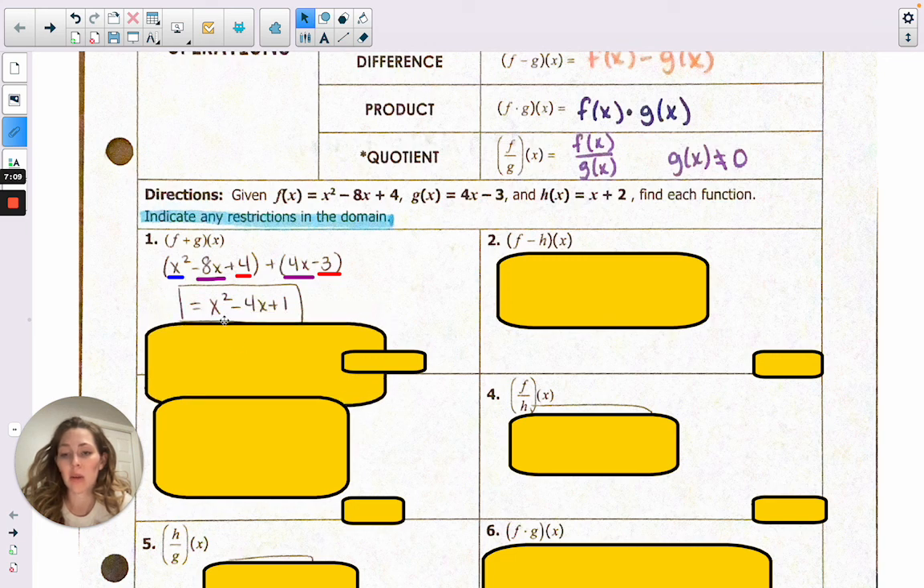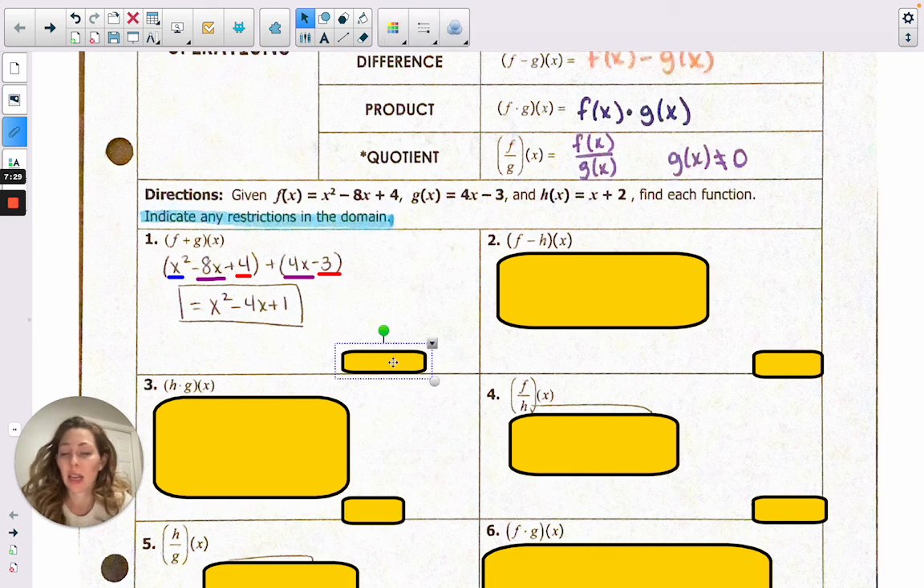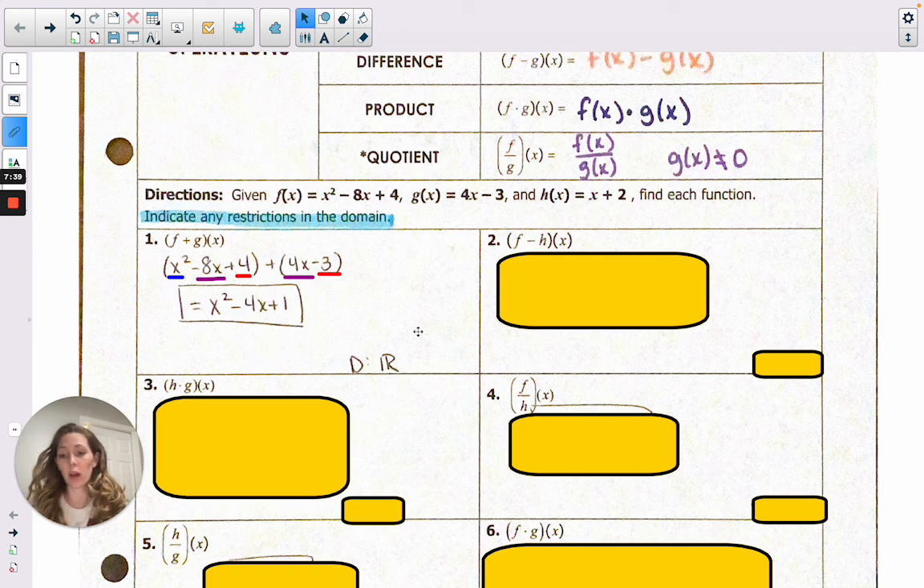x squared comes down, negative 8x plus 4x becomes negative 4x, and then 4 plus negative 3 becomes a positive 1. From here, just look at it. I cannot combine anything else, because an x squared does not get combined with a 4x, and you're done. Now, do you have any domain restrictions? I do not, because I don't have any x in the denominator, so my domain is still all real numbers. Okay? All right. Rewatch that if you need to.